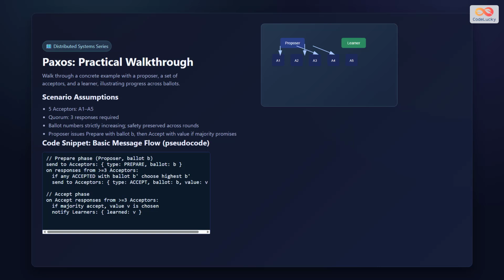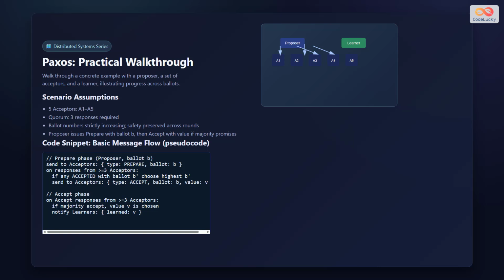Basic Paxos chooses a single value, but real systems need to make many decisions in sequence, like a replicated log. Multi-Paxos optimizes this by electing a stable leader that proposes new values in consecutive slots. Instead of running a full prepare phase for each slot, a designated leader can send accept messages directly. This significantly reduces the number of network round trips.